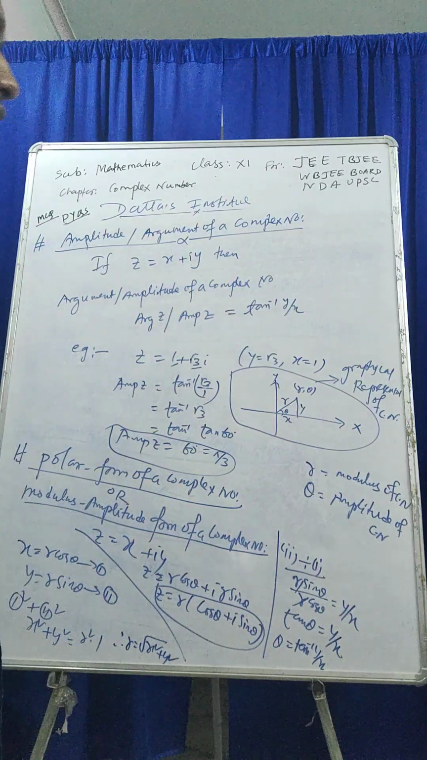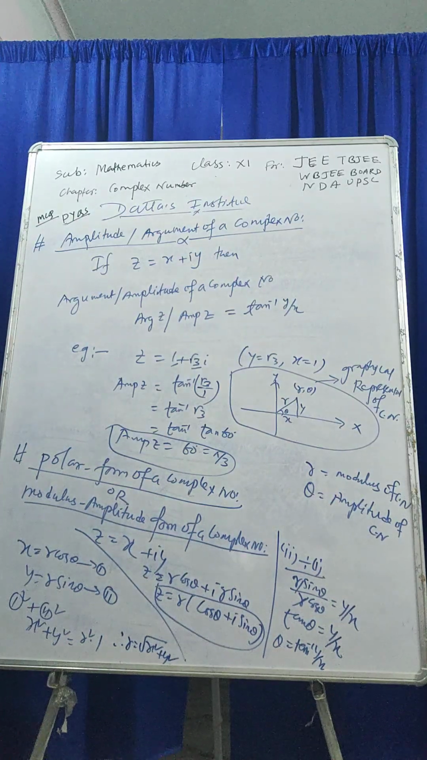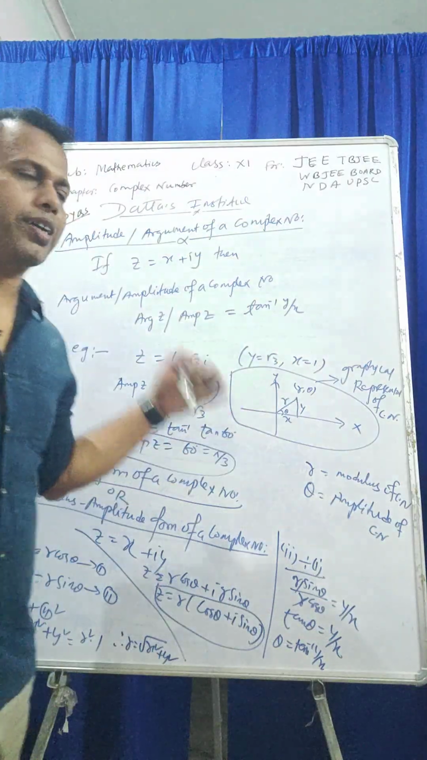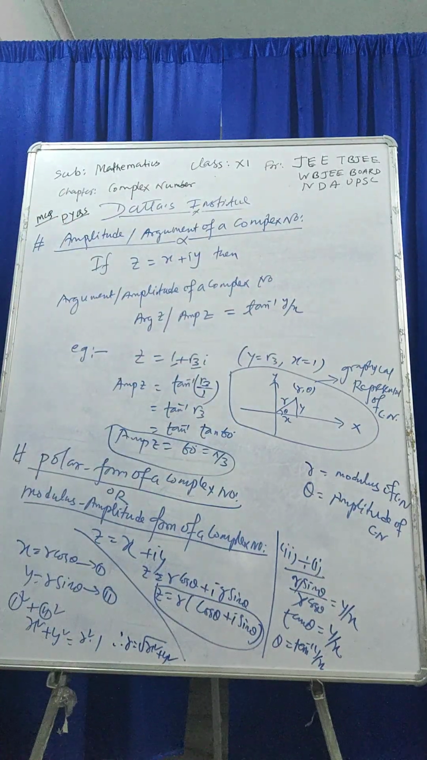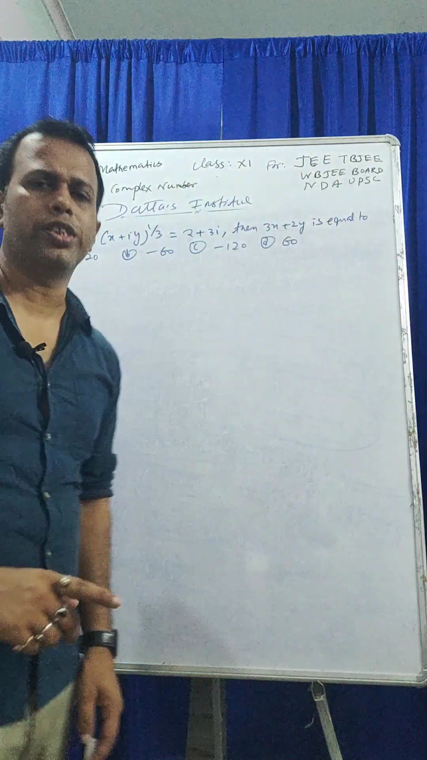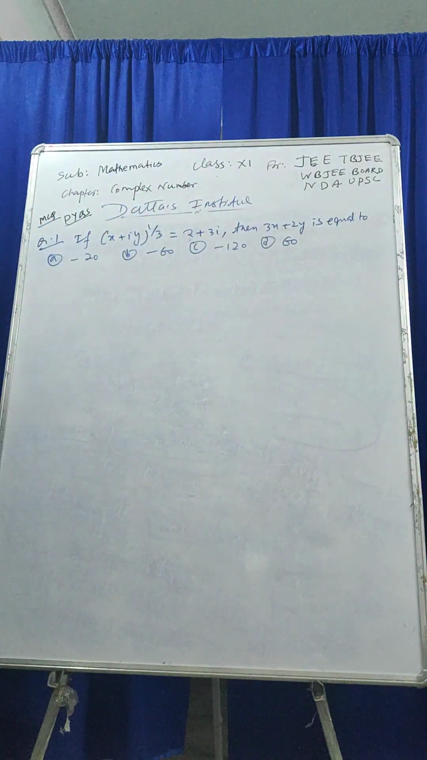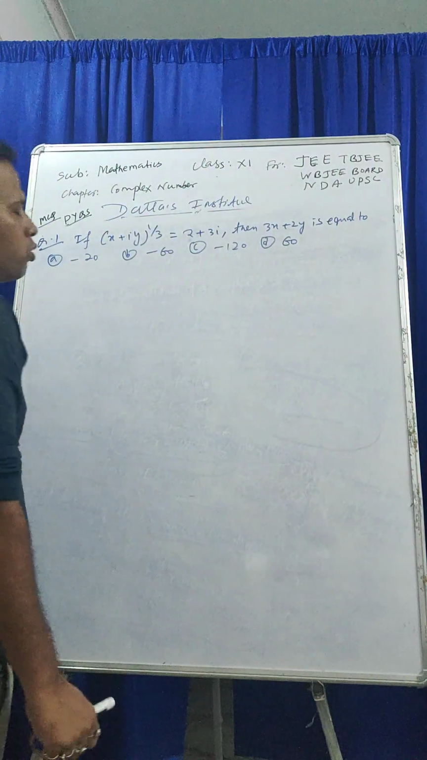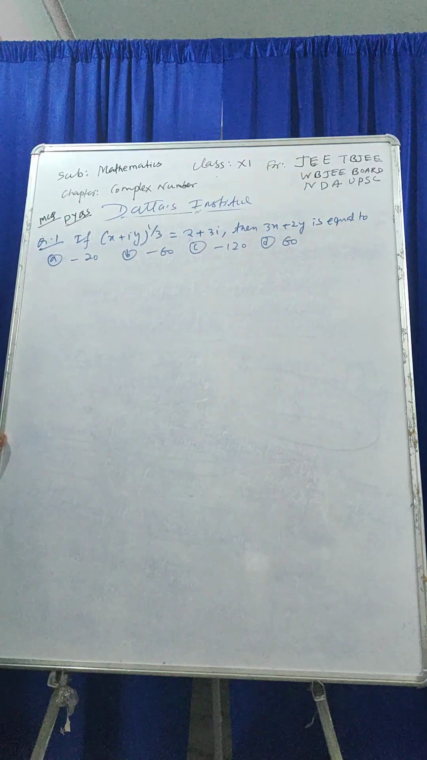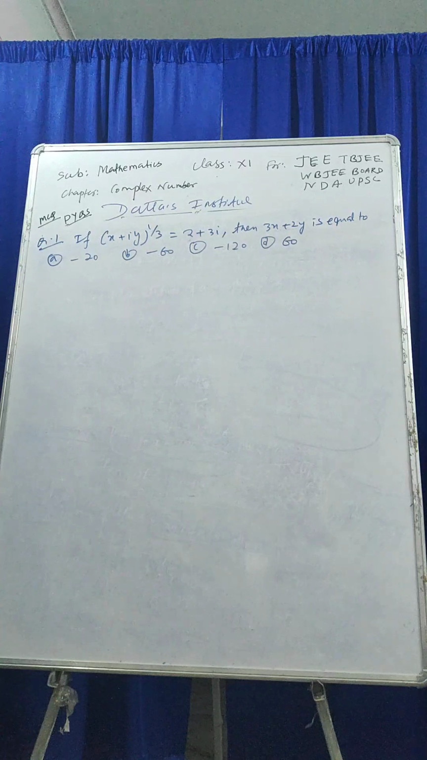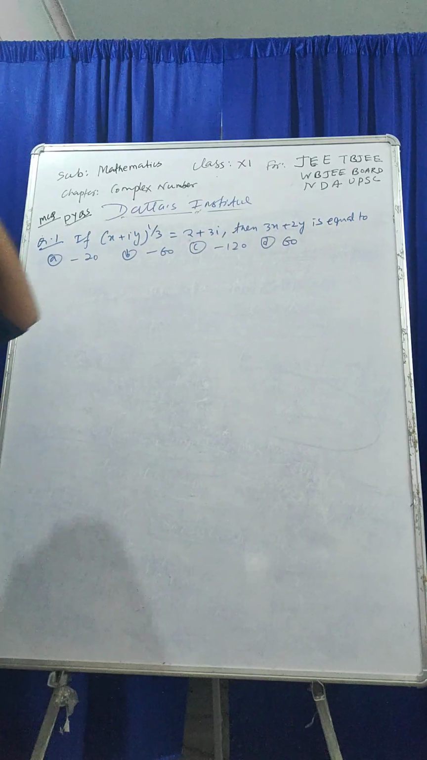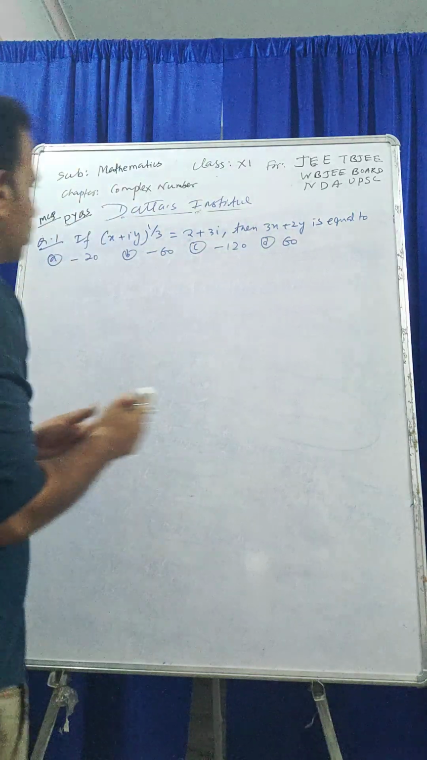Now I will do some mathematical questions from the previous section, from the topic of complex numbers that I have covered. So let's do it. Students, our first question is: if x plus iy whole to the power 1 by 3 equals 2 plus 3i, then what is 3x plus 2y? We have to find out. Four options are given. We have to find which option is correct. Okay, fine.